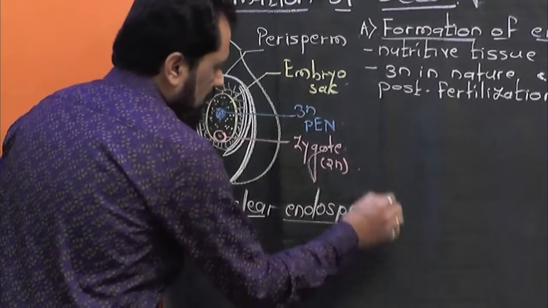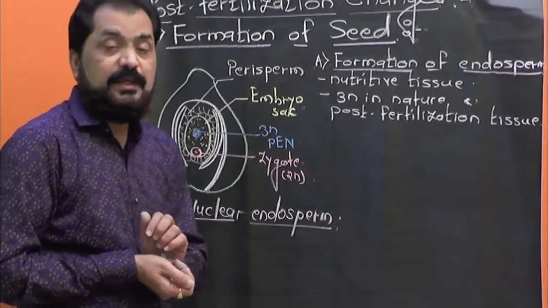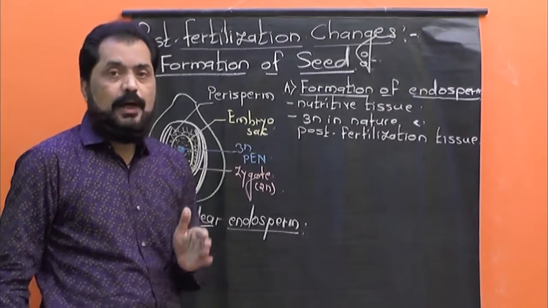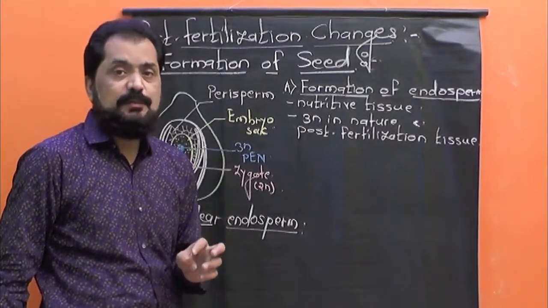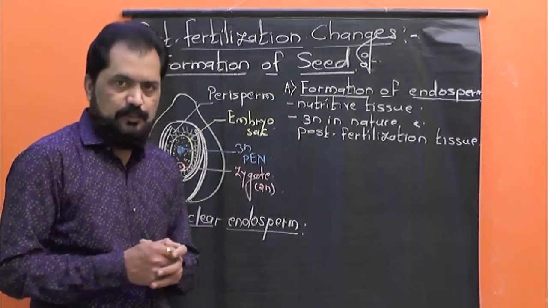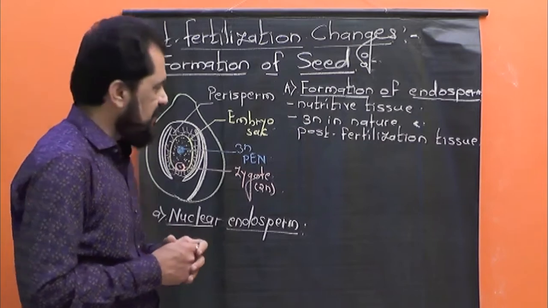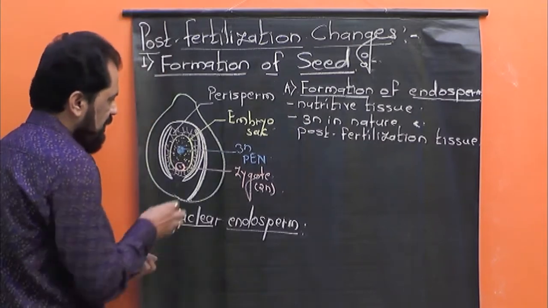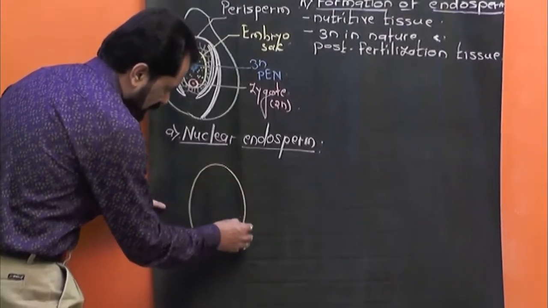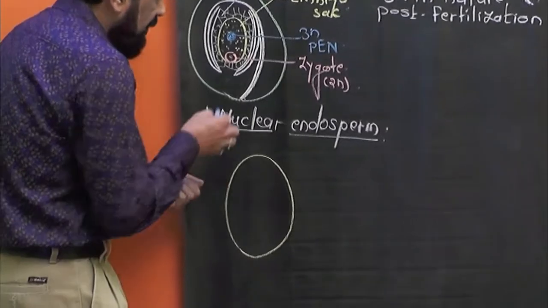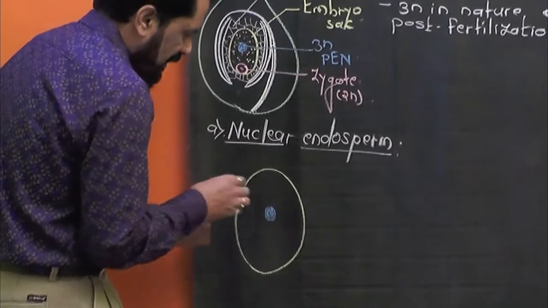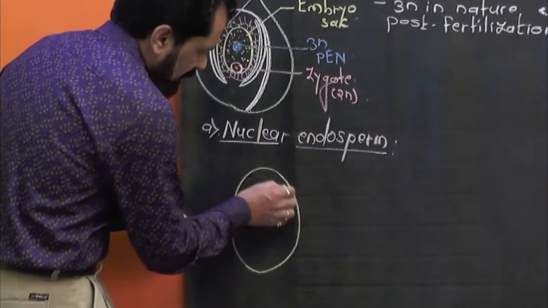Listen. This type of endosperm is frequently seen in angiospermic plants. Let me tell you, in about 161 angiospermic families, this type of endosperm is seen, that is nuclear endosperm. Let us talk about its development. For that purpose, take out this embryo sac. Consider this embryo sac. Temporarily, just consider the triploid PEN, triploid primary endosperm nucleus, and you know it is surrounded by cytoplasm.